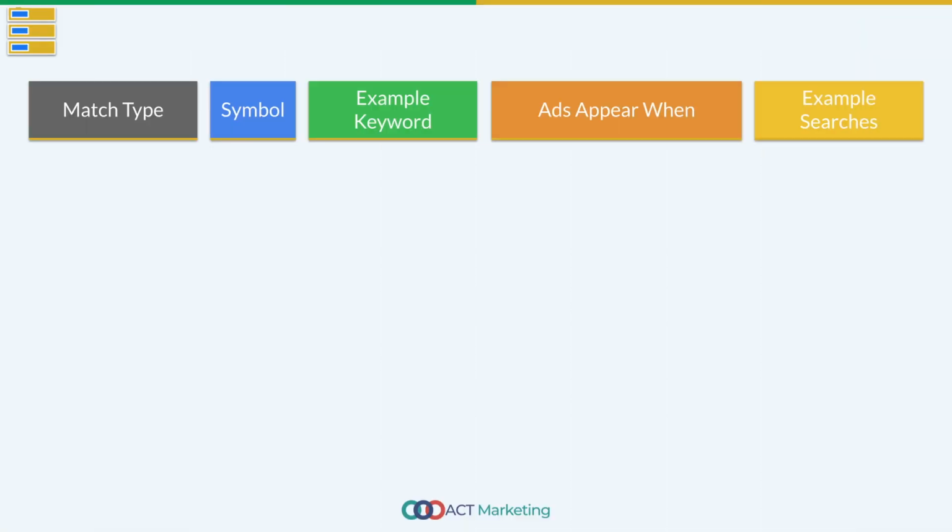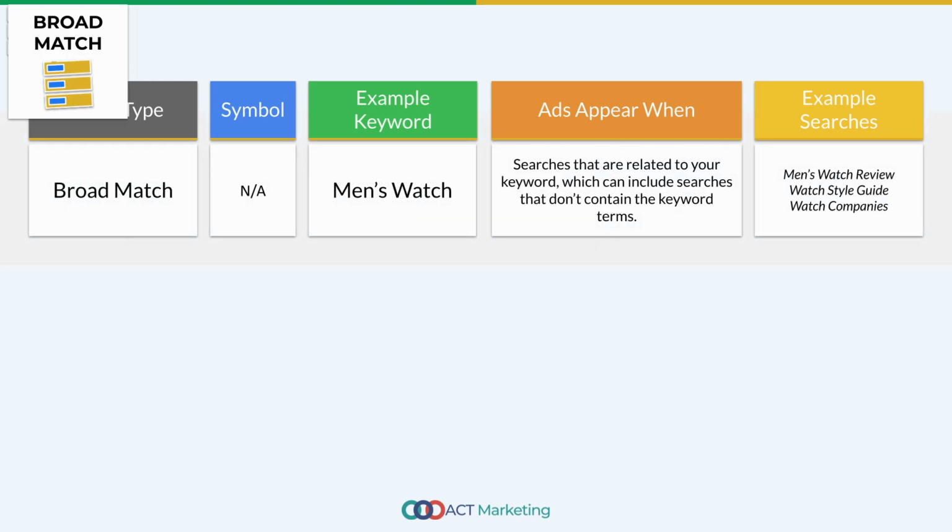Now, here's a more detailed breakdown of how these match types work. First we have broad match. When you're typing this into the Google Ads interface, you don't have to do anything to the keyword. It just goes in broad match. As you can see with this example, if we were selling, let's say, men's watches, we could show up for stuff that's completely unrelated to someone who's trying to buy a watch, which is why broad match is so dangerous to use. We could show up for men's watch reviews or style guides or just someone generally searching for different watch companies.